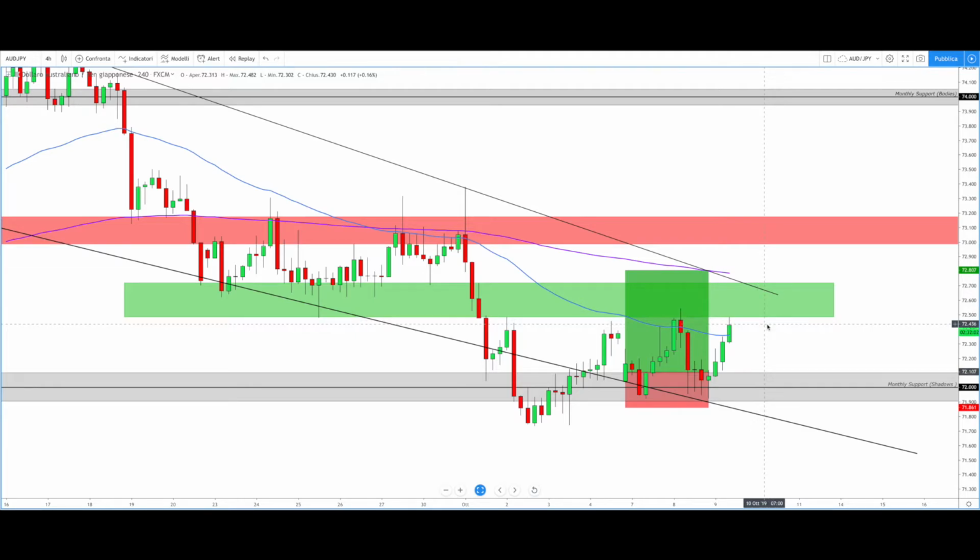So very happy with this entry, because we also shared this setup in the VIP Telegram channel and in the free Telegram channel. But we can see here that also in the first hour of the market, the price gave us a good opportunity.